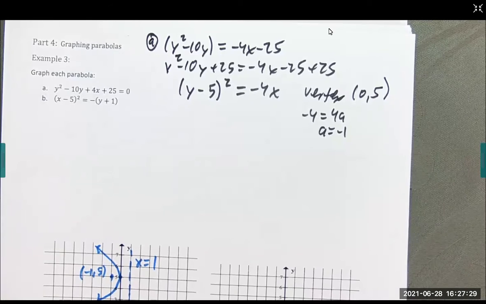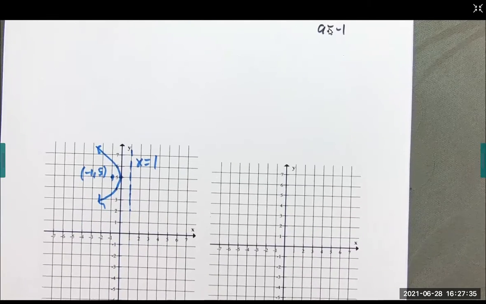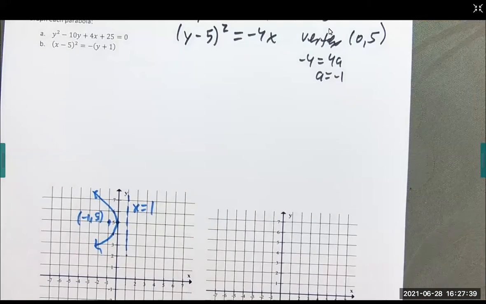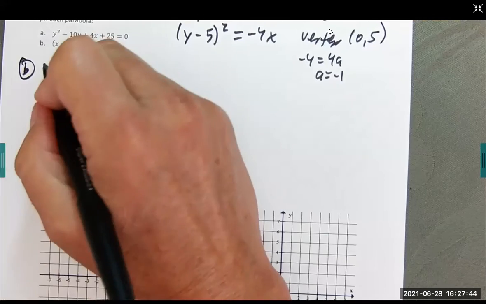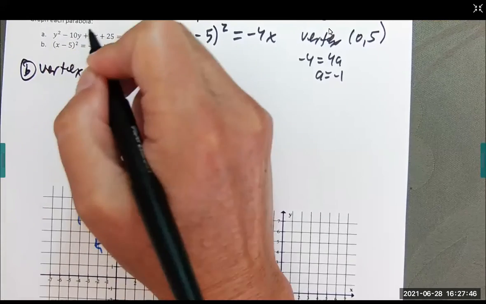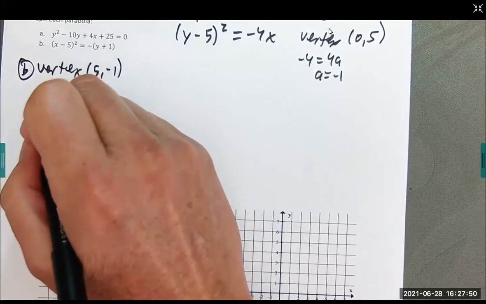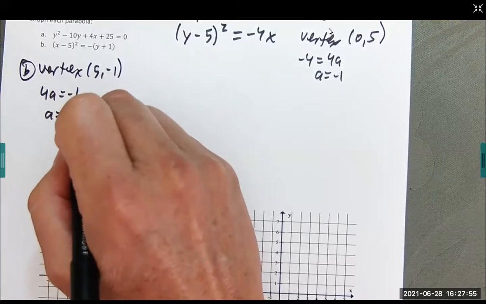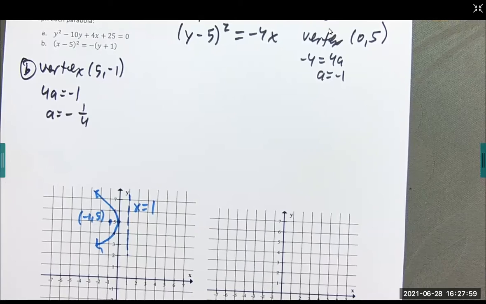All right, part B. Part B. Oops, too far. Part B. All right, we have a vertex, looks like. Vertex at the point 5, negative 1. Looks like 4a equals negative 1, so a equals negative 1/4. That means that it is opening downward, it looks like to me.